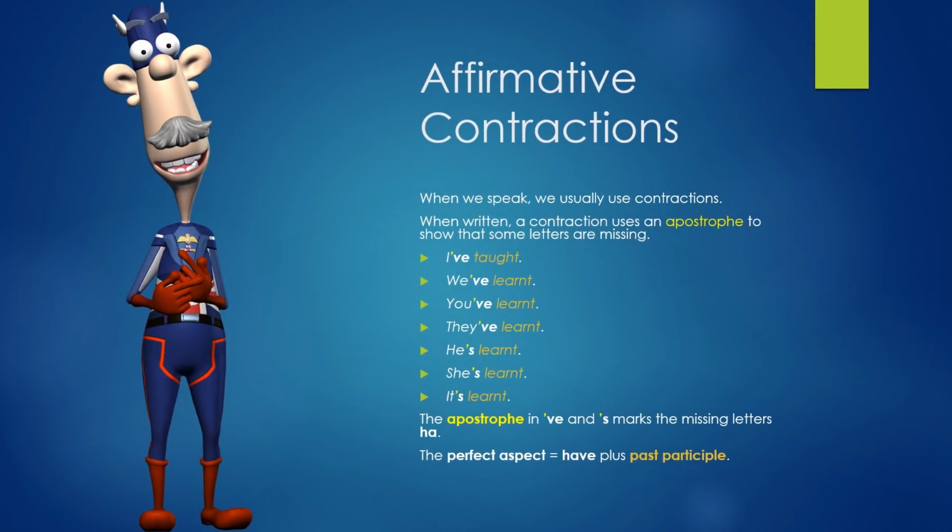Affirmative contractions. When we speak, we usually use contractions. When written, a contraction uses an apostrophe to show that some letters are missing. I've taught. We've learnt. You've learnt. They've learnt. He's learnt. She's learnt. It's learnt. The apostrophe in apostrophe VE and apostrophe S marks the missing letters HA.